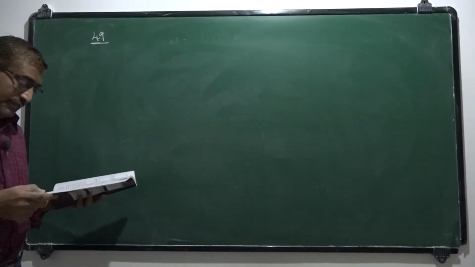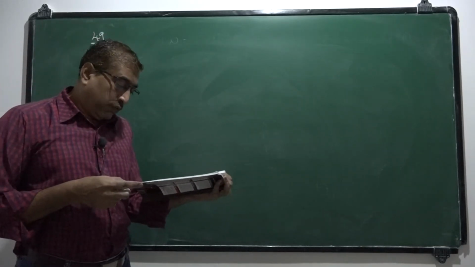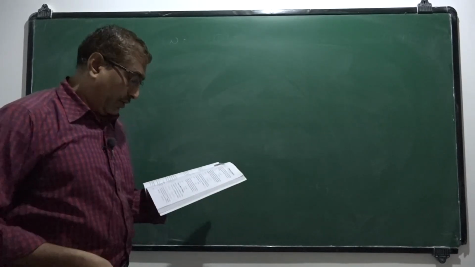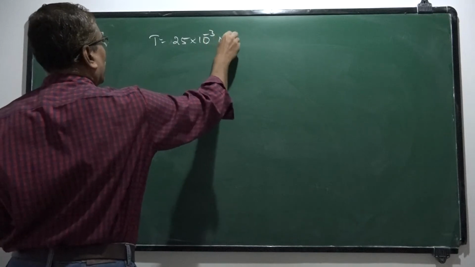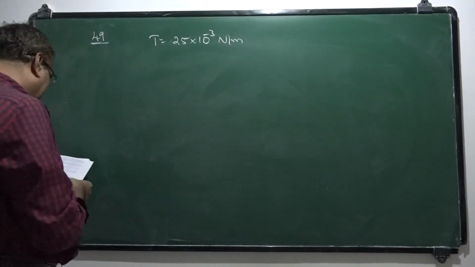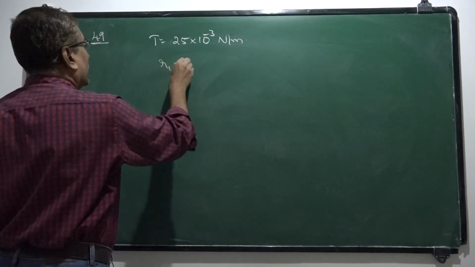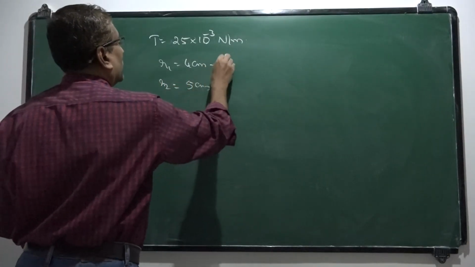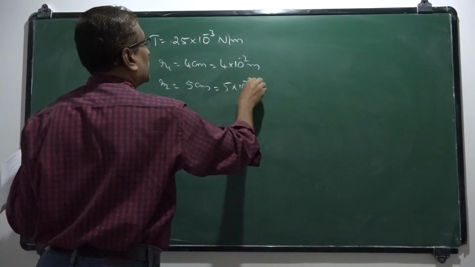Okay. We have to calculate the work done in increasing the radius of a soap bubble from 4 centimeter to 5 centimeter, in joule. Given the surface tension of the liquid T is equal to 25 into 10 to the power minus 3 Newton per meter. Initial radius R1 is 4 centimeter, final radius R2 is 5 centimeter, that is 4 into 10 power minus 2 meter, 5 into 10 to the power minus 2 meter.